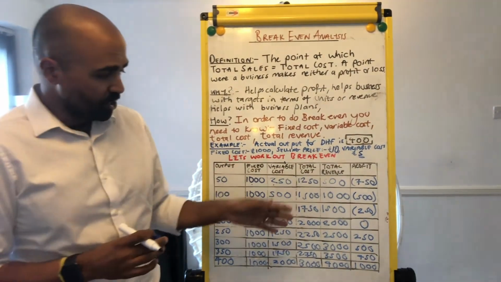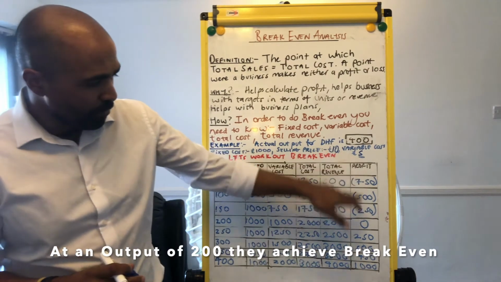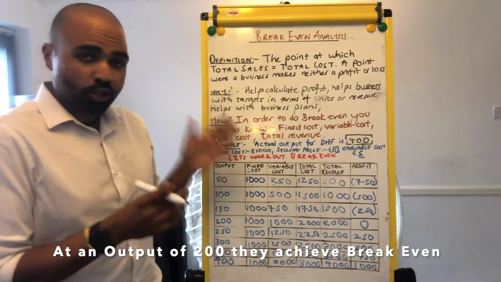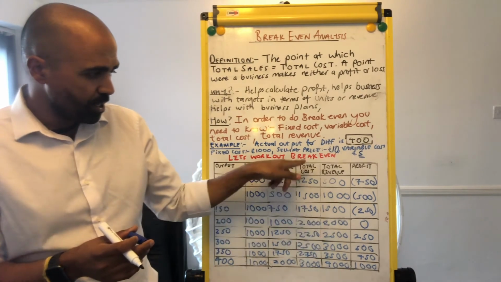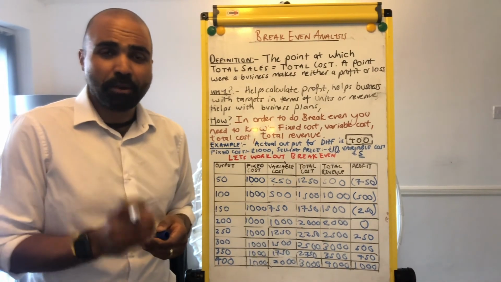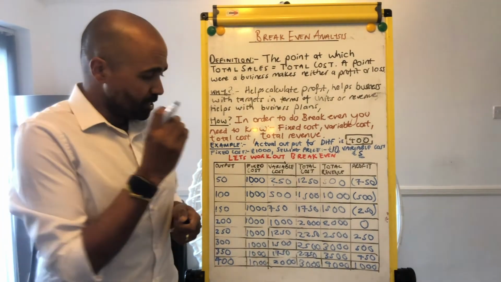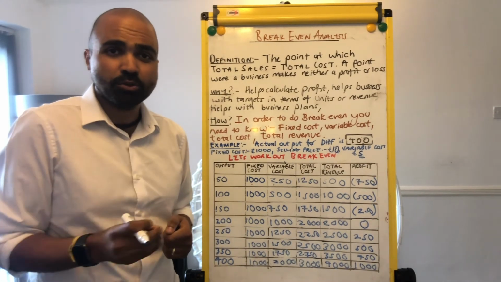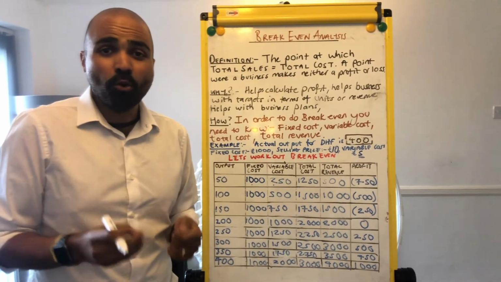Now, interestingly, as you can see, when the business sells output of 200, the profit is 0, and that is the point of break even, because total revenue, which is here, equals total cost. Total revenue is 2,000, total cost is 2,000, therefore the profit is 0, and that is the break even output. That is how we've come to the figure of 0 by taking away total cost away from total revenue, or total revenue away from total cost. That is the point of break even. That is the point where a business makes neither a profit nor a loss.